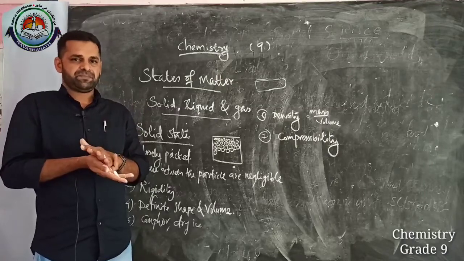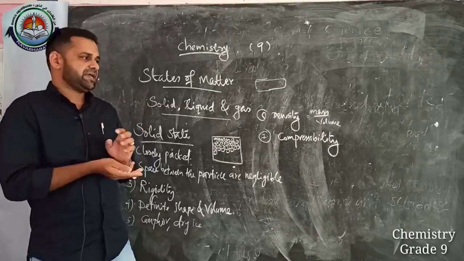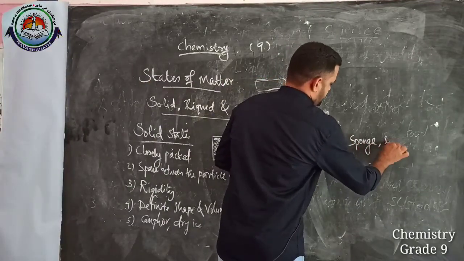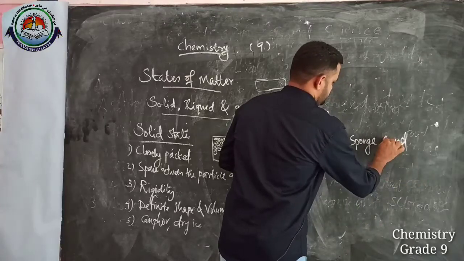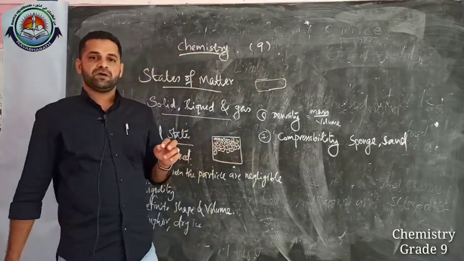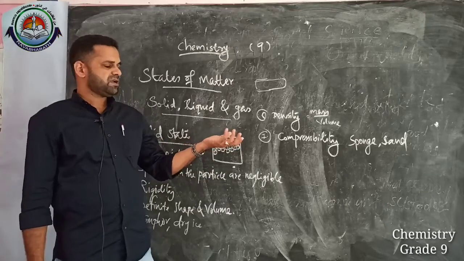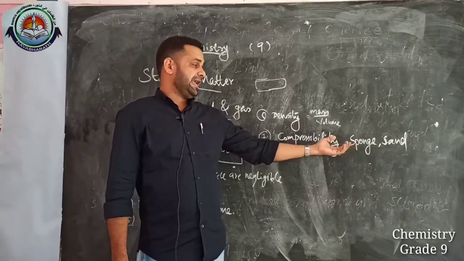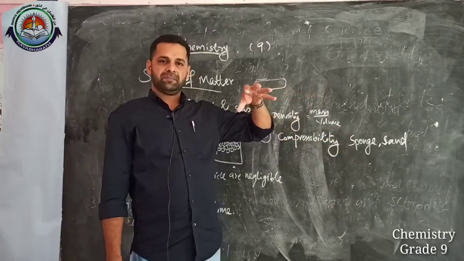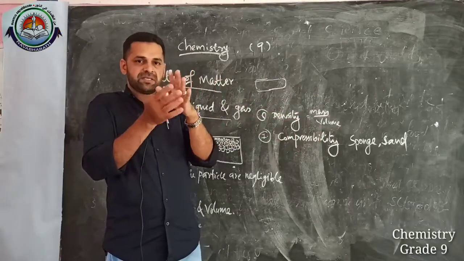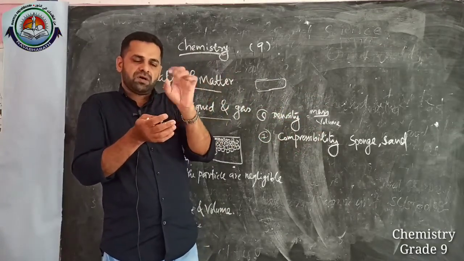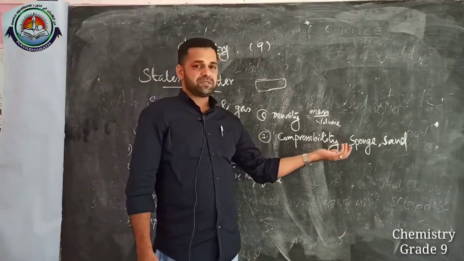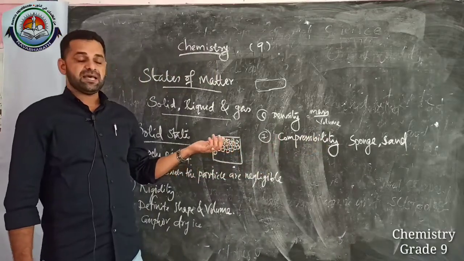But some solids like sponge, sand, etc., are somewhat compressible. Why? Because air is present in these particles, and when we compress, the air will be expelled out. So at that time they are compressible, isn't it? So only a few solids are compressible, but most of the solids are less compressible.